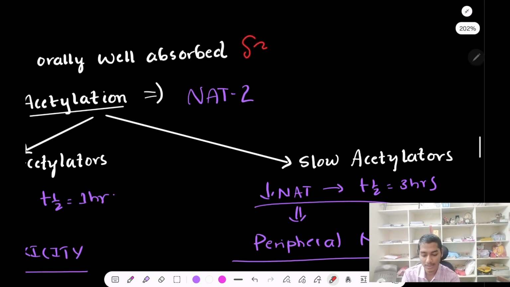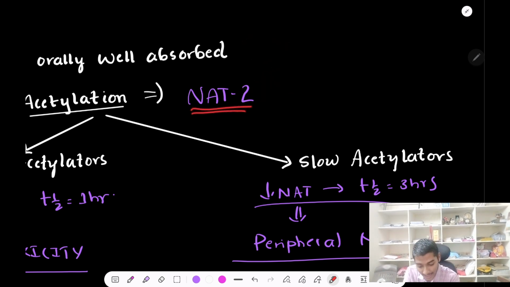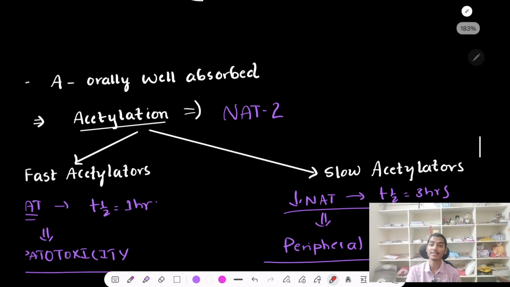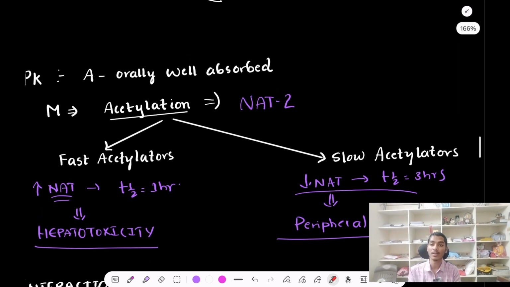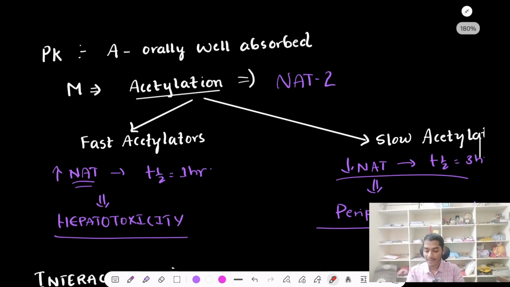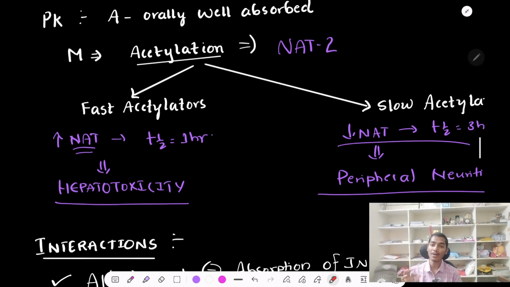You all know the RIPE group of drugs, in which isoniazid is a very important drug. Its metabolism is happening with the help of the enzyme N-acetyltransferase 2. So we have two different groups of individuals: either fast acetylators or slow acetylators. Fast acetylators have more N-acetyltransferase and the T-half will be less, that is 1 hour, and they are more directly causing the hepatotoxicity.